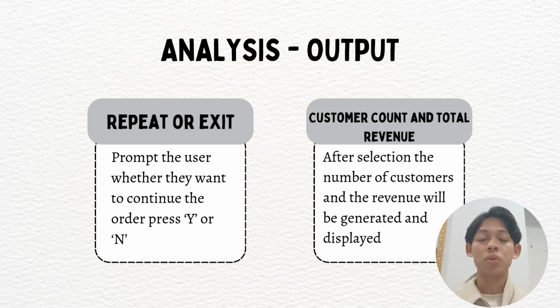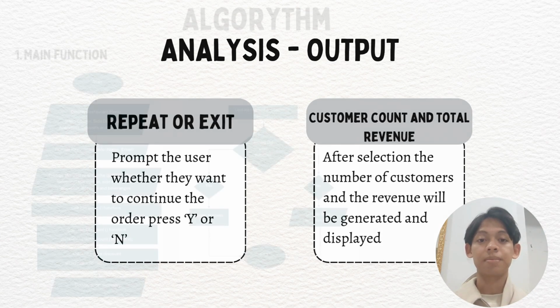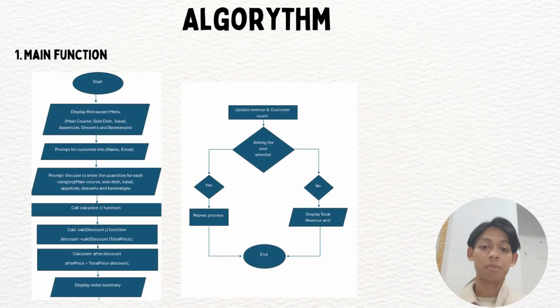The program will prompt the user whether they want to continue the order, then they need to press Y, and N for no if they want to exit from the program. Then the second is the customer count and total revenue. After the selection, the number of customers and the revenue will be generated and displayed in a bill statement. Alright, now I'm going to explain the main function.